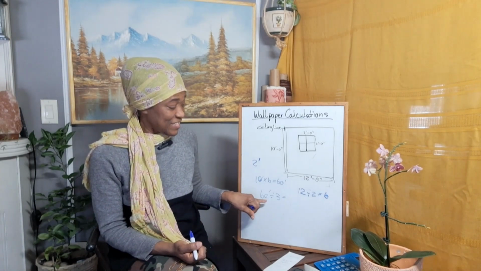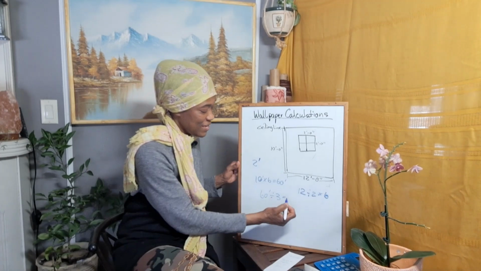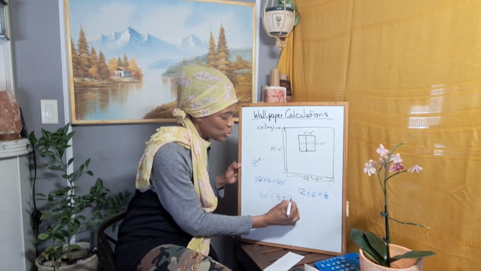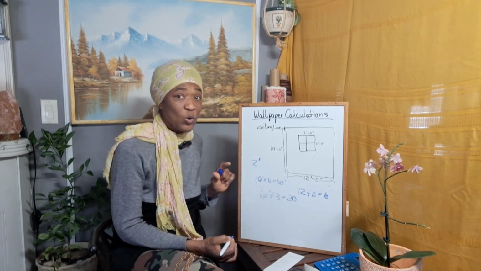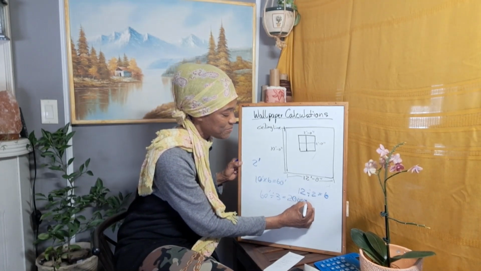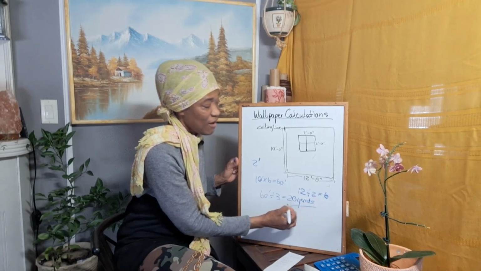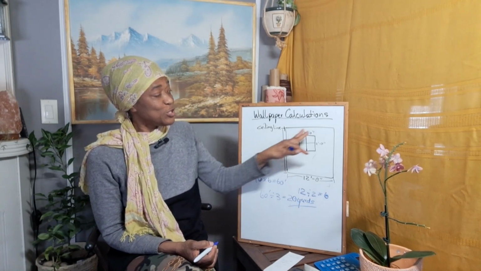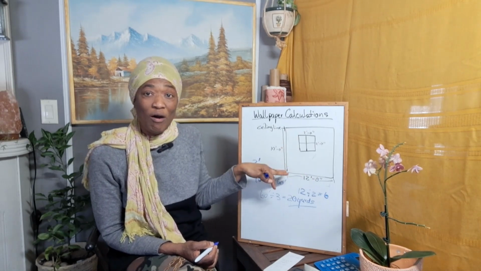So 60 divided by 3 is 20. So we will need 20 yards of wallpaper to cover this wall.